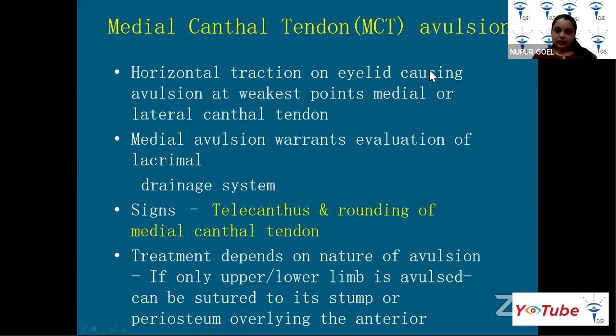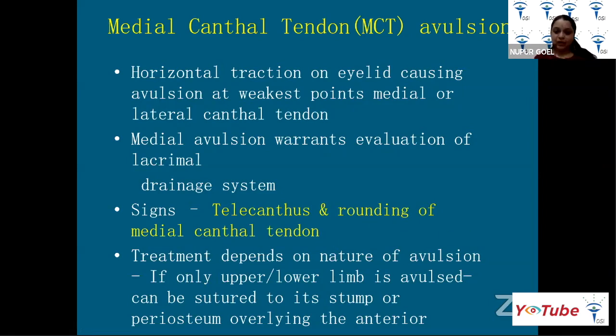Now, if there's an injury to the medial canthal tendon, horizontal traction on the eyelid will cause avulsion at the weakest points, which are the medial or the lateral canthal tendon. The medial avulsion warrants evaluation of the lacrimal drainage system, as I've already described. The sign of a medial canthal tendon injury would be telecanthus and rounding of the medial canthal angle. Treatment will depend on the nature of the avulsion.